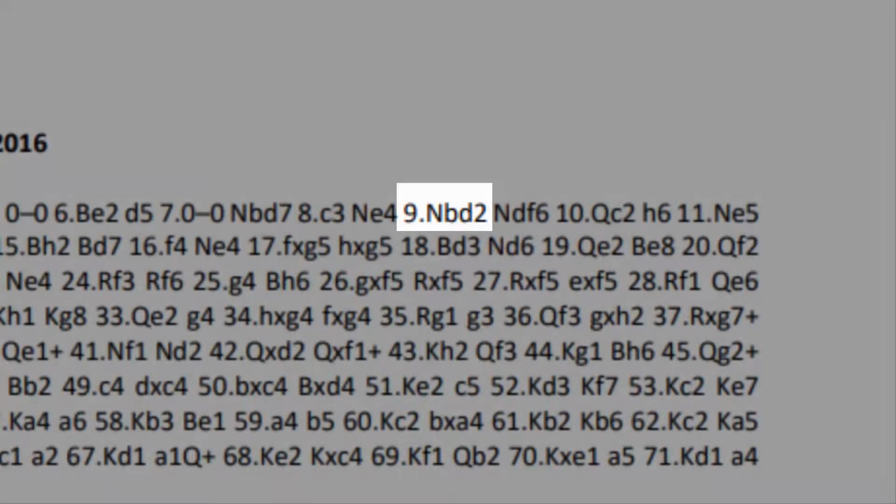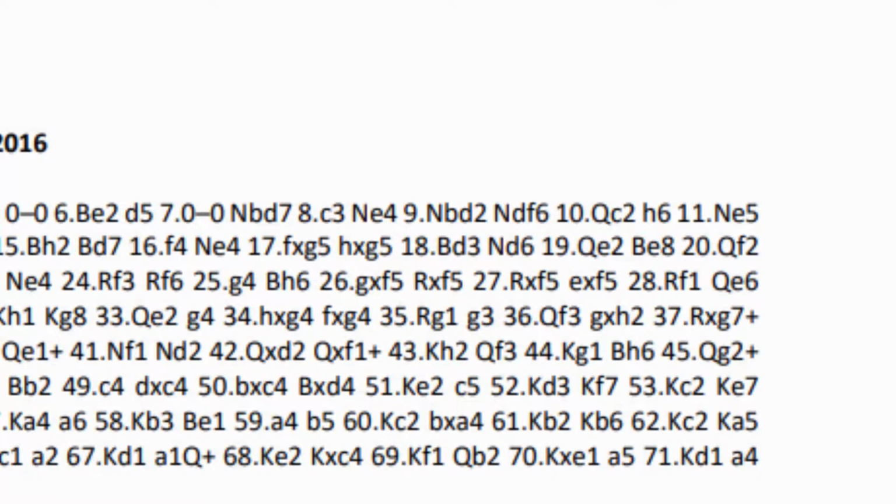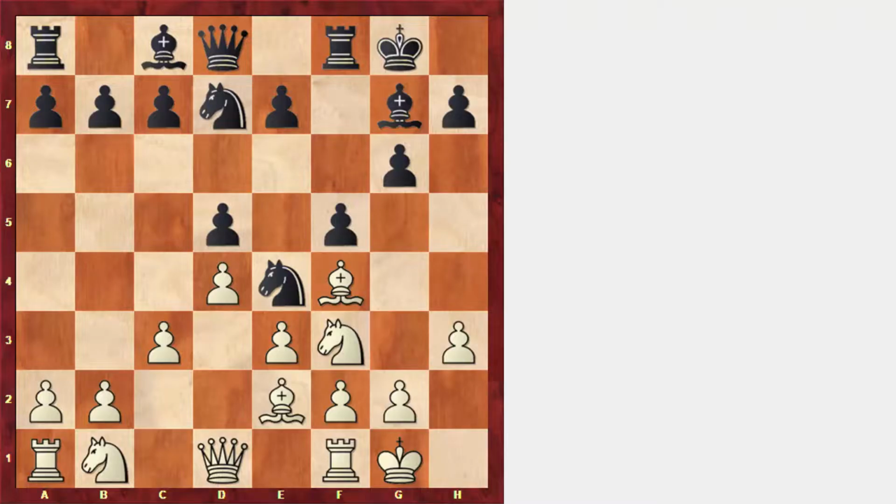Let's check why. Let's go to that position before white made that move. So here we could see that the knight on the b file will move to d2. And why is it clarified there? Because this knight could have also gone to that square, the knight on the f file. So in that case, we would have simply written Nfd2.